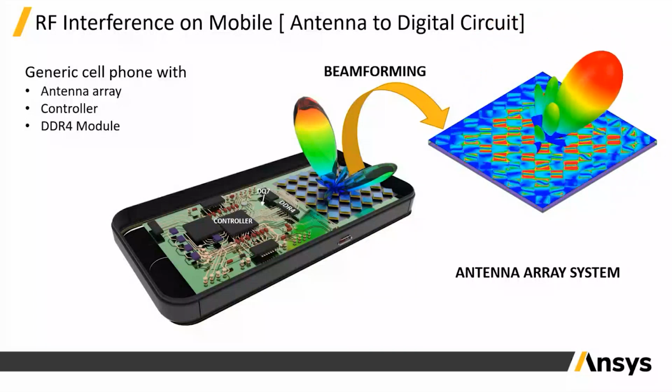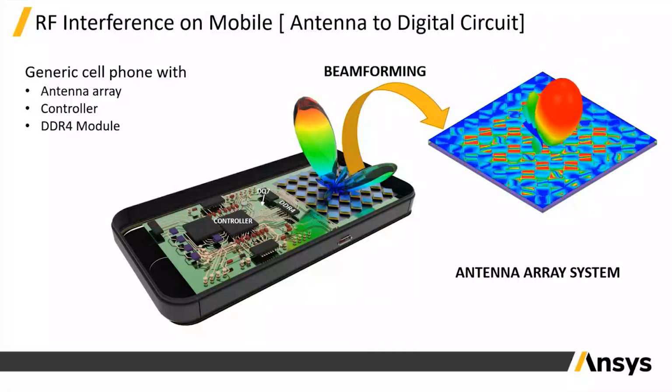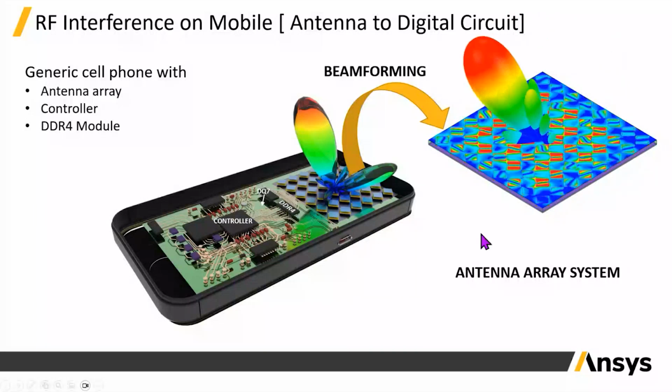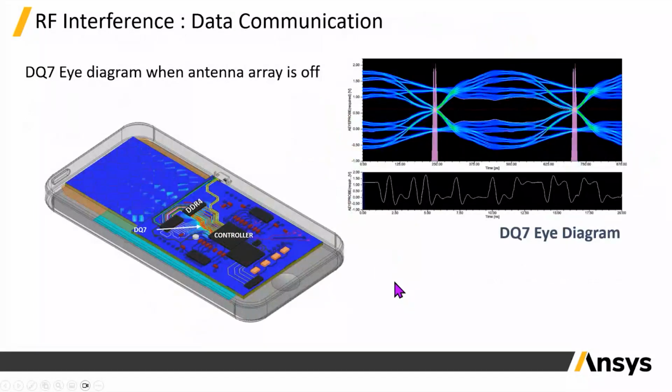There can be interference between the antennas and digital, and digital and antennas. Both can create a problem. So we can create that kind of environment in simulation. When the controller is sending ones and zeros bits, you can see the eye opening is very good. That means the digital data is able to be sent from the controller to memory without any problem, when the antenna arrays are off.